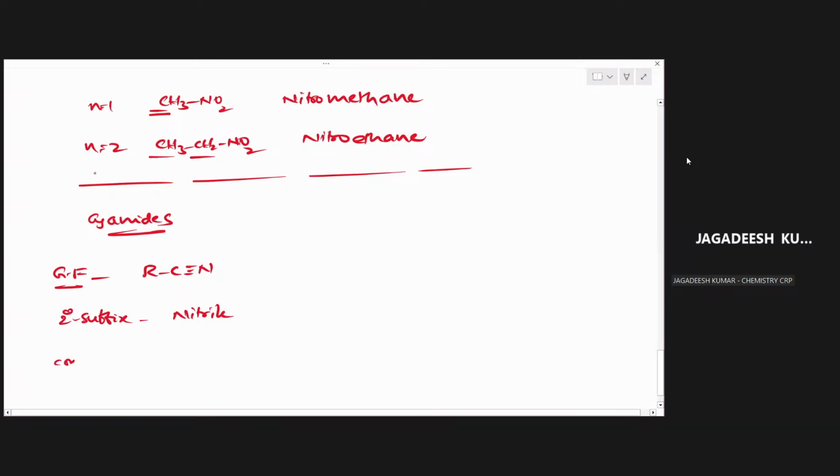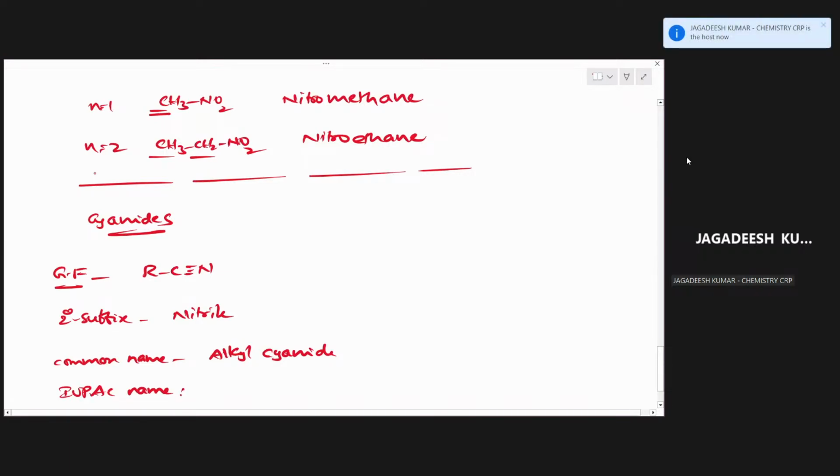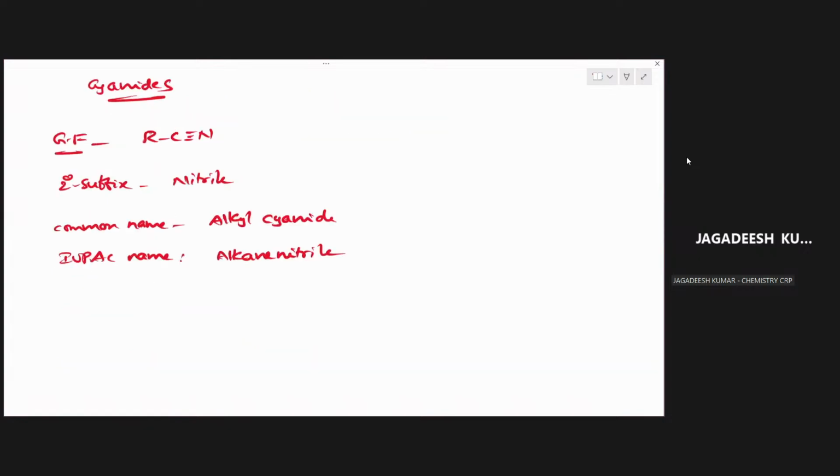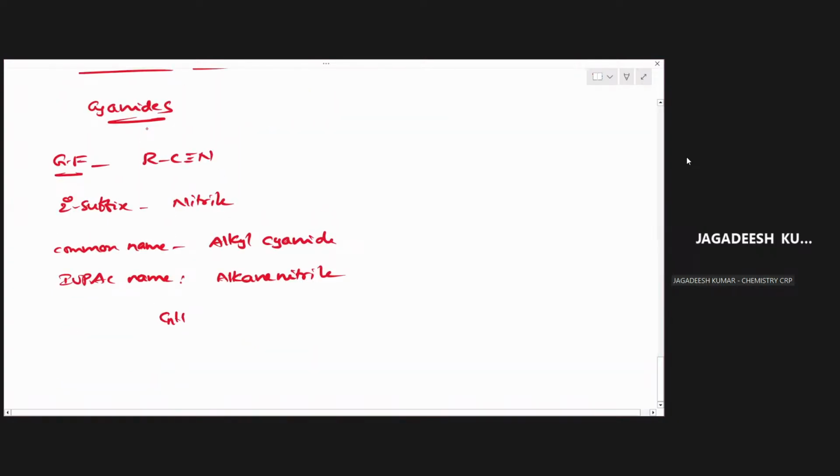Okay, and we can also write the common name for this. The common name is alkyl cyanide. But the IUPAC name is important here. The IUPAC name is alkane nitrile. This is important. Alkane nitrile is the IUPAC name. So the general formula is CnH2n+1 C triple bond N. Here this carbon is connected with the alkyl group. So that's why you have to count this carbon also. While you are writing the root word, you have to consider this carbon also, because it is directly linked with the alkyl group.